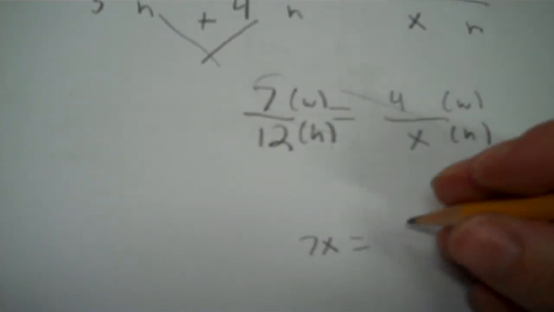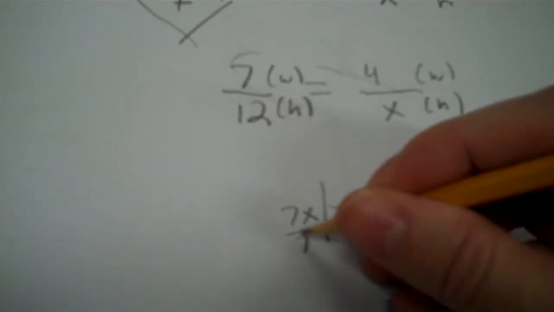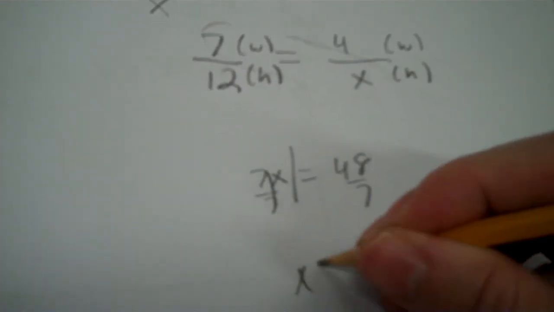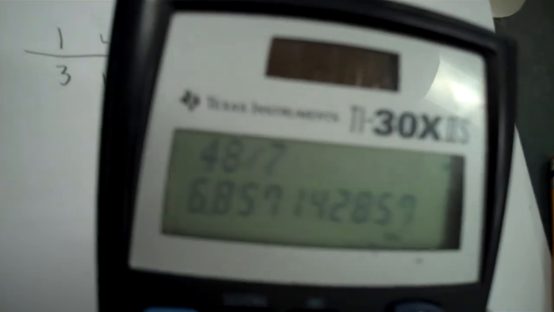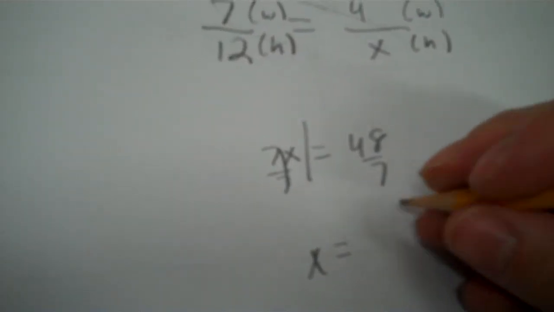So 7 times X is 7X. And then 12 times 4 is 48. And then just got times 7, so divide by 7. And 48 divided by 7, you can go ahead and put 7 if you want, okay? So 7 hours, that said hours there.